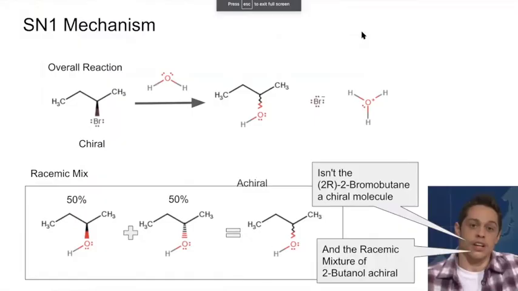So isn't that a chiral molecule? And a racemic mixture of 2-butanols, achiral. So we went from a chiral molecule to an achiral mixture. Is that okay? I thought we had some rules, like if your reactant is achiral, your products are achiral, right? But when your reactant is chiral, are your products always chiral? Nope, not always. If you have chiral reactants, you could have chiral products, but you might not. And this is a case where you don't.